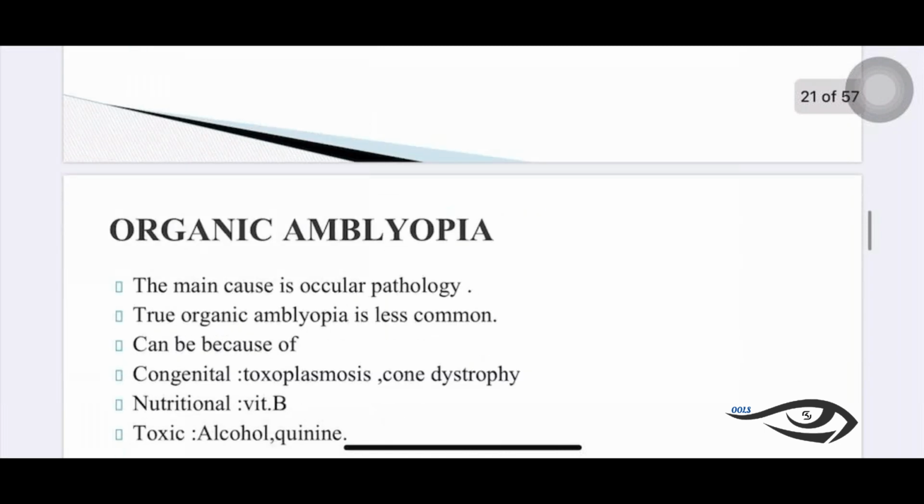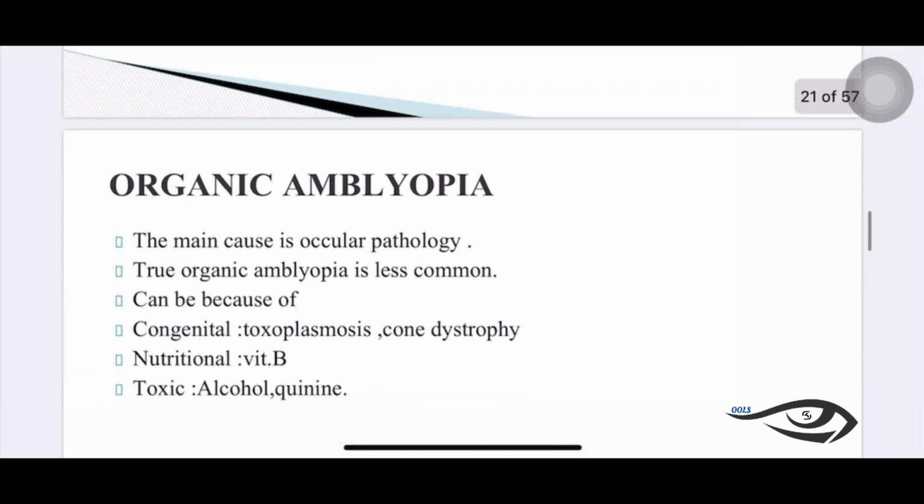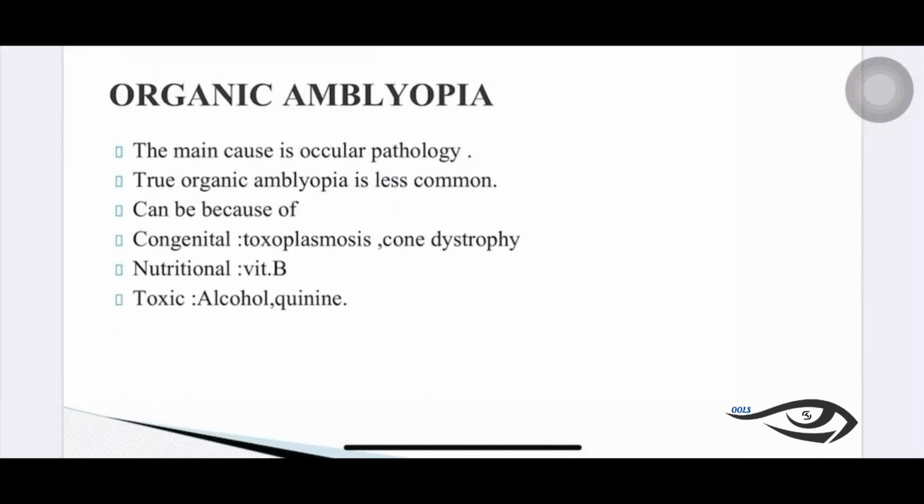If I talk about the organic amblyopia, the main cause is ocular pathology. True organic amblyopia is very less common. If I talk about it being only because of toxoplasmosis or vitamin B deficiency, or only because of some drugs like alcohol, quinine, this is not pure, but sometimes because of toxoplasmosis or corneal dystrophy, it can give you functional amblyopia. So you have to differentiate how to differentiate the organic amblyopia and functional amblyopia.